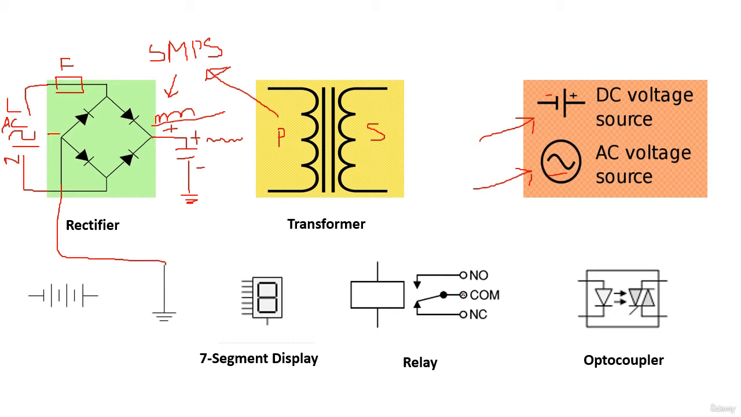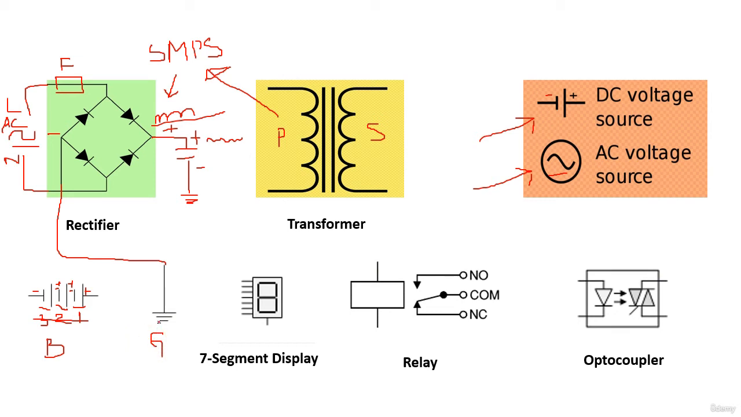Okay, so here we have other symbols. For example, this symbol is for the battery. Why? Because here we have plus and minus, plus and minus, plus and minus. This is three cells: the first cell, the second cell, and the third cell. So this is the symbol of a battery.